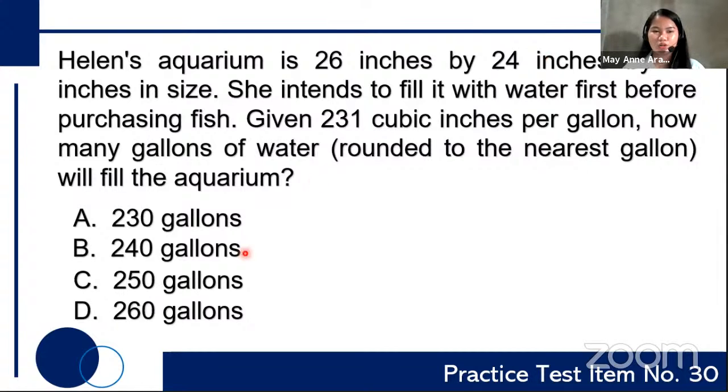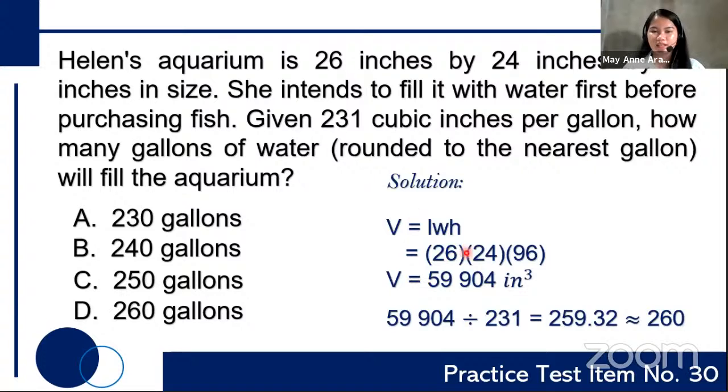Okay, let us see the solution. The volume is length times width times height. Okay, someone answered the question. The correct answer is letter D. So first, multiply 26 times 24 times 96. That is 59,904 cubic inches. And since we have the given 231 cubic inches per gallon, don't forget to divide by 231. So the answer is 259.32, which is approximately 260 gallons. So therefore, the answer is letter D, 260 gallons.